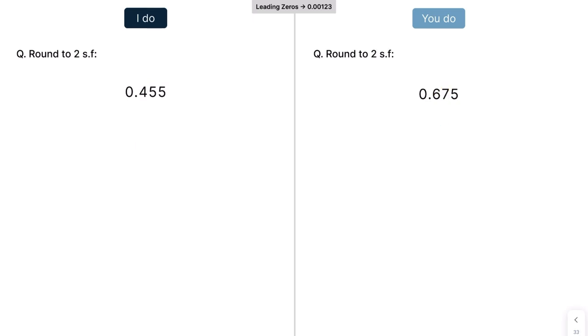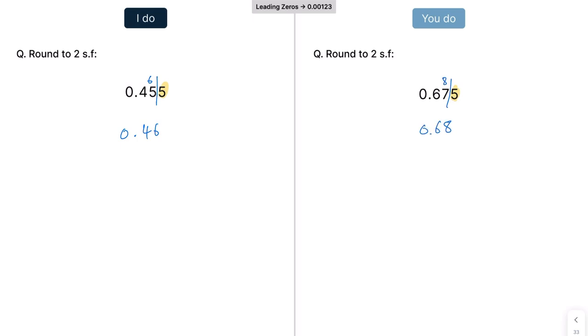And rounding this to two significant figures, draw your line there, so that is going to be 0.46, as that is the decider there. That rounds up to a 6. So rounding this to two significant figures, put that there. The decider is a 5, so it's telling me to round the 7 up to an 8, so that's 0.68 to two significant figures.